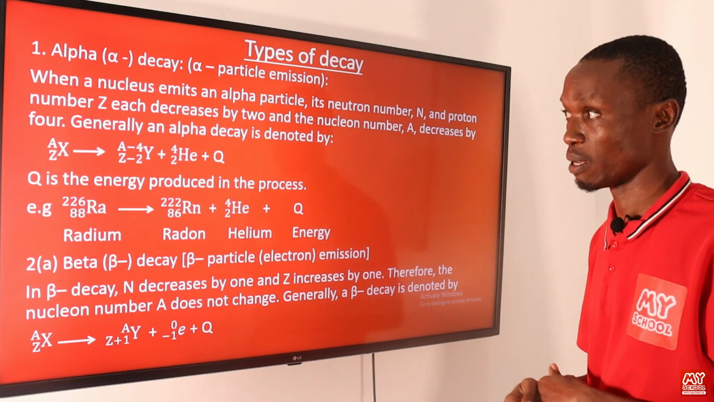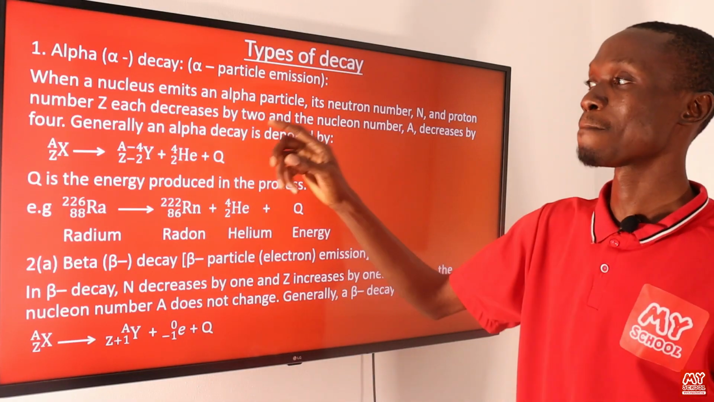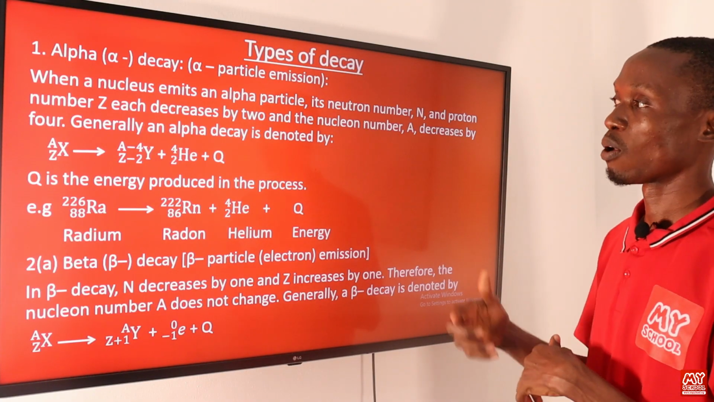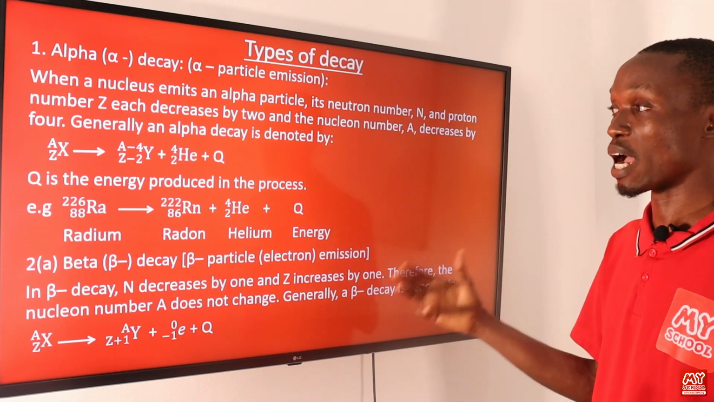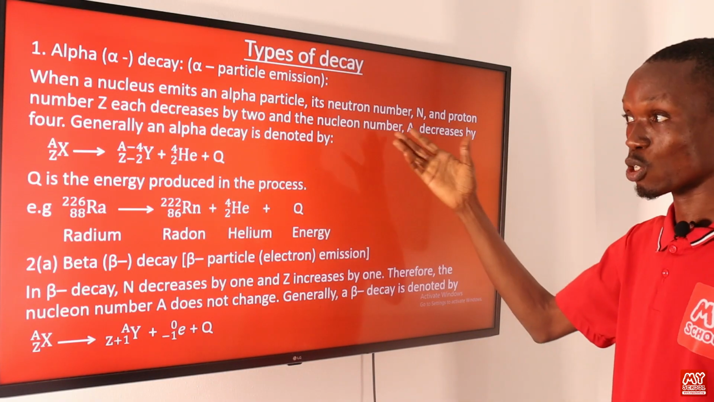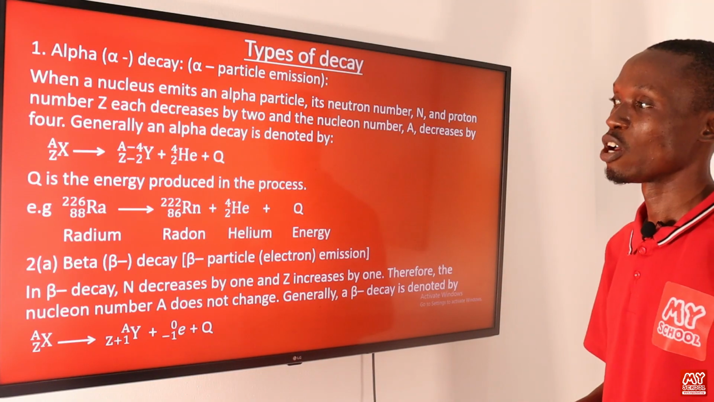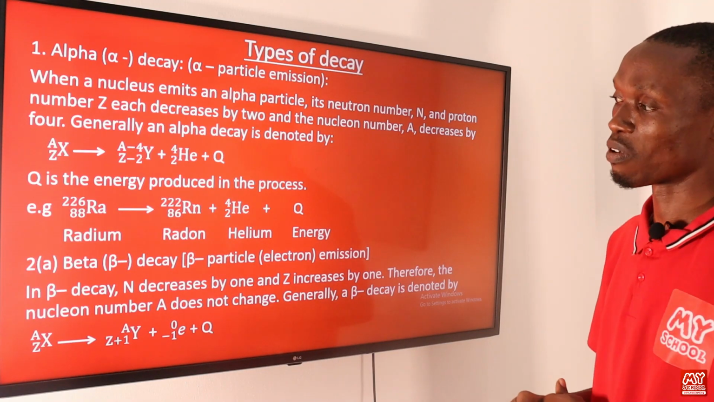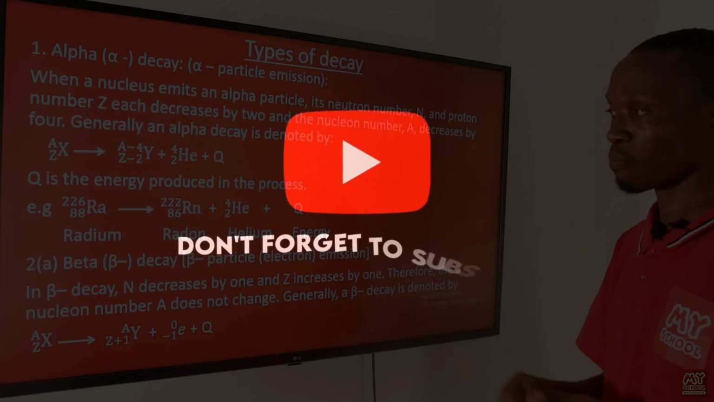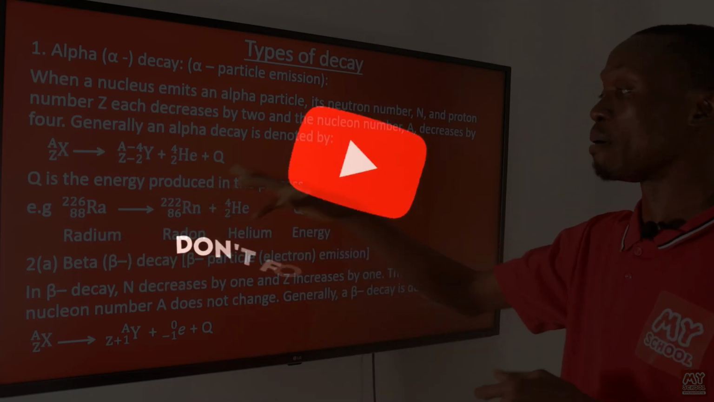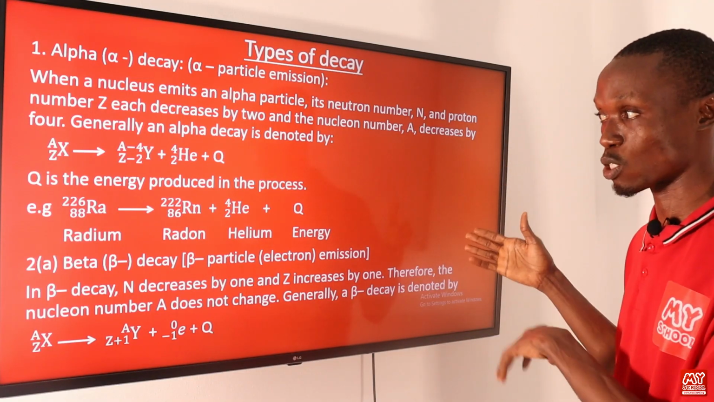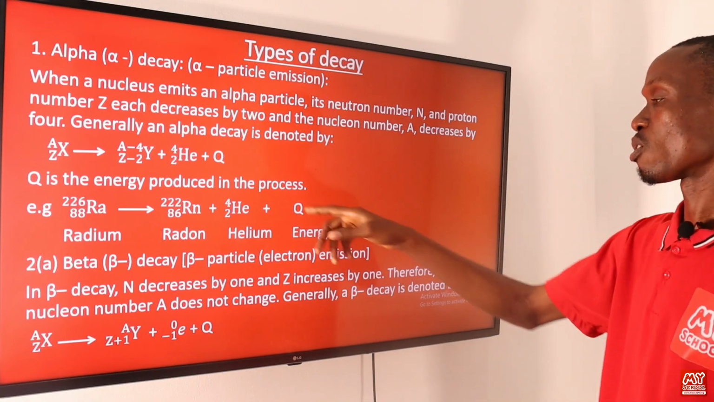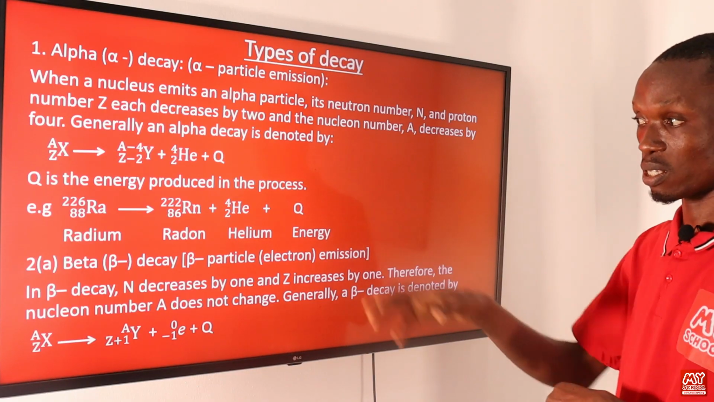So during alpha decay, the mass number, or the nucleon number, decreases by 4, while the proton number and the neutron number decrease by 2, accompanied with the emission of energy in the form of heat. Q is the energy produced in the process, and a good example is radium. Radium undergoes decay by emitting an alpha particle. By emitting an alpha particle, it produces radon-222, with atomic number 86, with the emission of energy, as you can see on the screen.